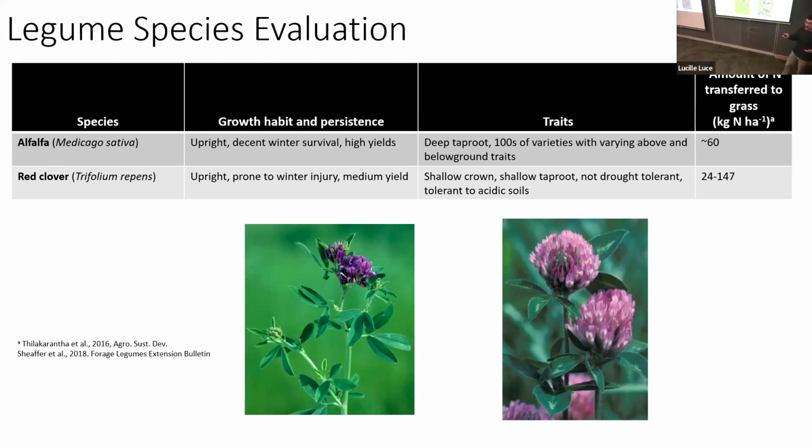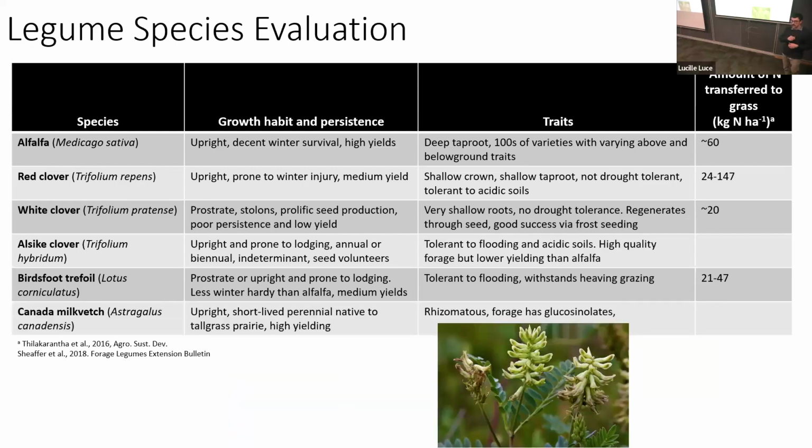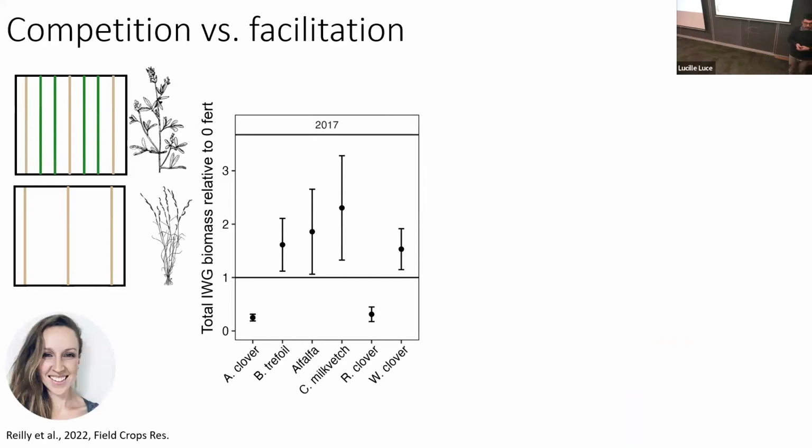They have differences in their root architectures, their persistence, their yield. So we wanted to see if any of those might influence the competition facilitation trade-off. We tested a few other not so common legumes, but they also have different traits. White clover, very low-lying. Alsike clover and bird's-foot trefoil. And the last one we tested is actually native to the tall grass prairie in the Midwest. That's Canada milkvetch. So we're just curious, could we potentially integrate this native perennial legume with intermediate wheatgrass?